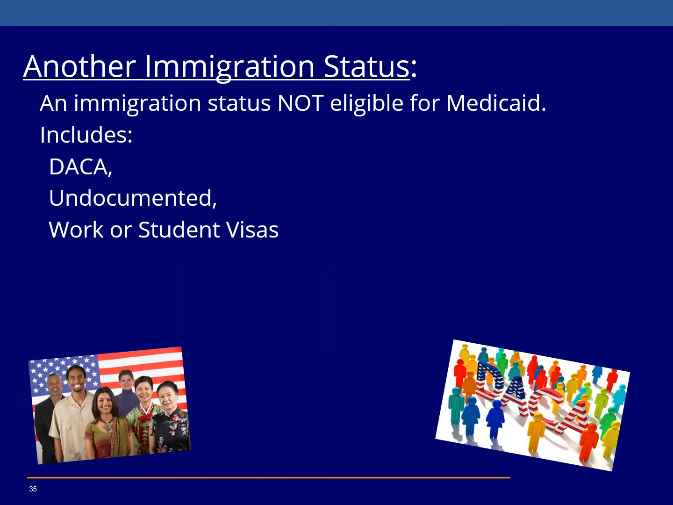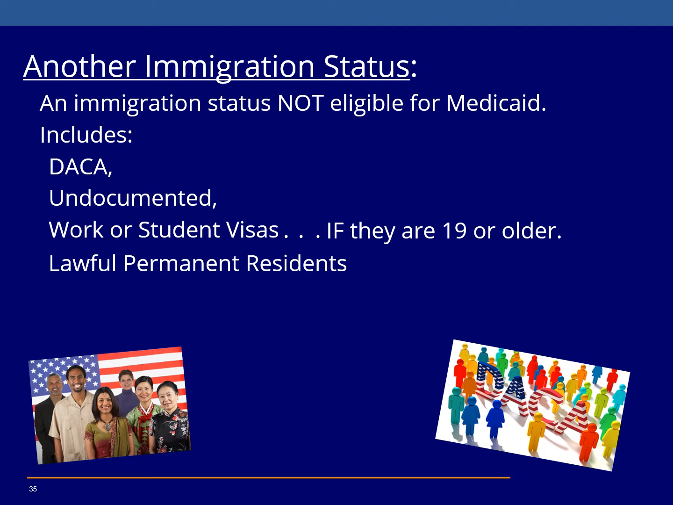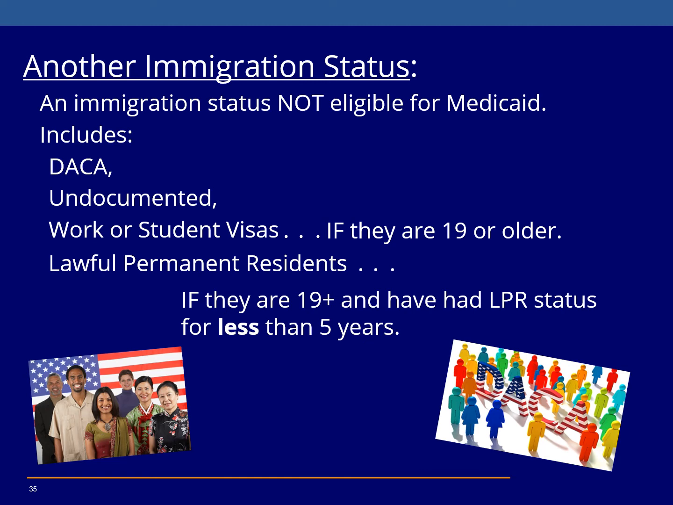Then another immigration status means an immigration status that is not eligible for Medicaid. This includes folks with DACA, folks who are undocumented, or folks who have work or student visas if they are 19 or older, and folks with lawful permanent resident status if they are 19 or older and have had LPR status for less than 5 years.